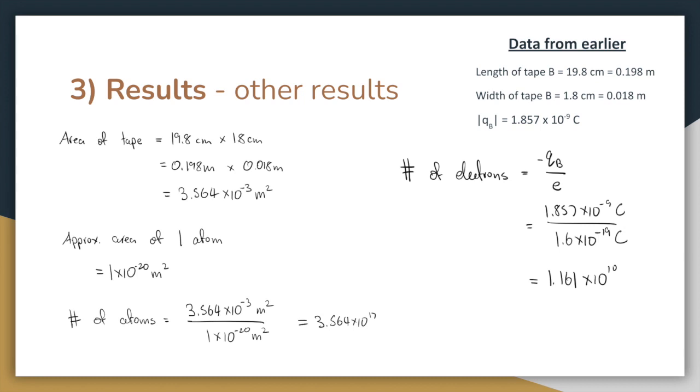Here are a few other results. I also found the number of atoms in tape B to be roughly 3.564 times 10 to the 17, and the number of electrons to be roughly 1.161 times 10 to the 10. One assumption I made when calculating the number of atoms was that the tape was a sheet that was only one atom thick, which may not actually be the case.